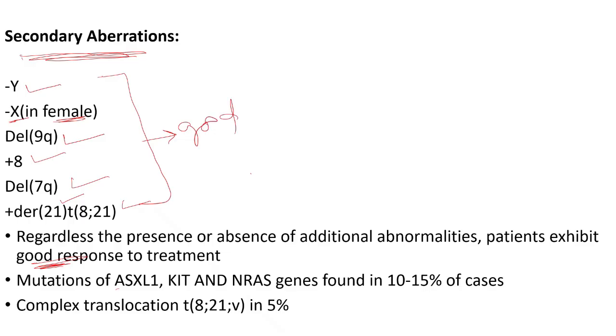Mutations of ASXL1, KIT and NRAS genes are found in 10 to 15% of cases. So this 10 to 15% of cases show mutation of these genes. Okay. Complex translocation, that is formed between translocation 8;21 and a variable chromosome, is seen in 5% of cases.